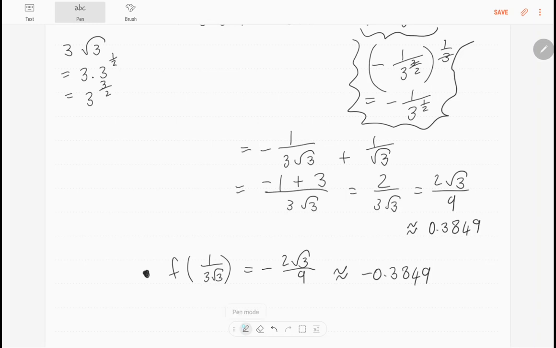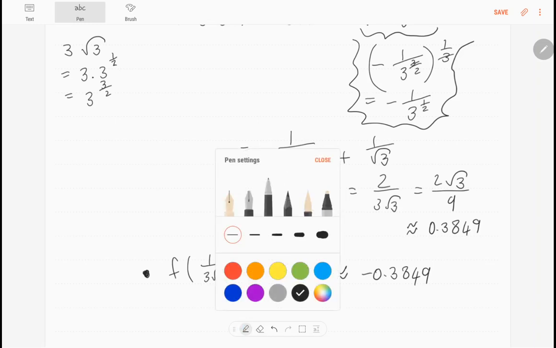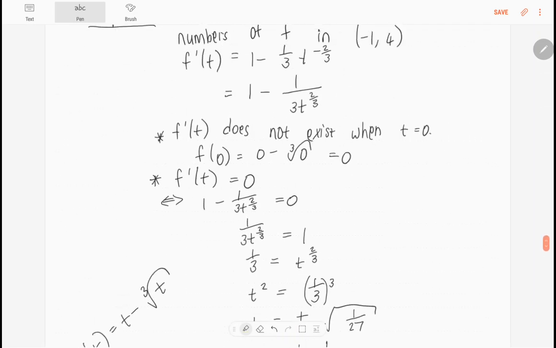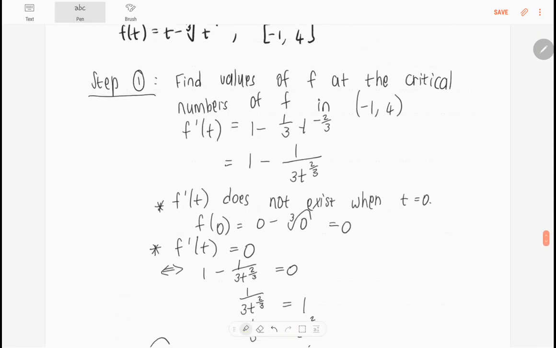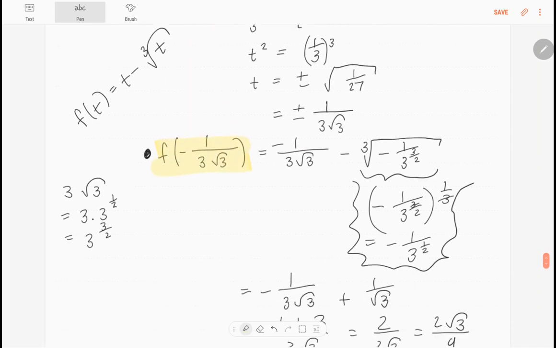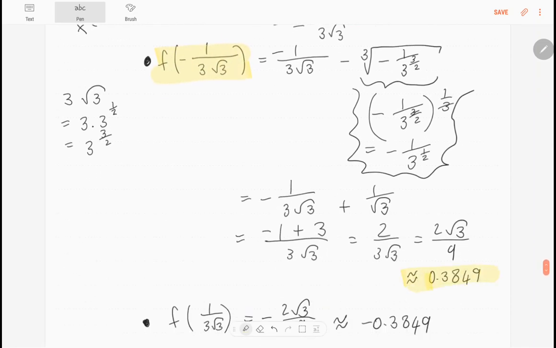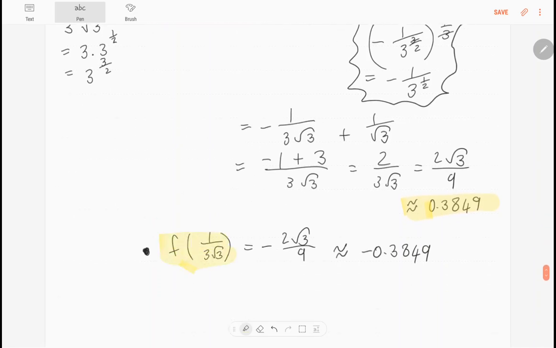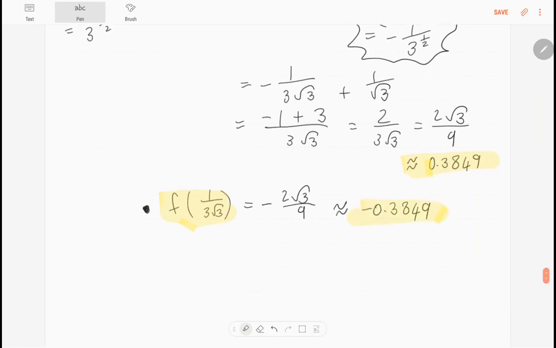So we've now completed our first step. Our first step was we had to work out our critical numbers, and then we had to work out the function values at those numbers. So we have f at 0, and then we have f at minus 1 over 3 root 3, which we worked out is 0.3849, and then we have f at 1 over 3 root 3, which is minus 0.3849, sorry.